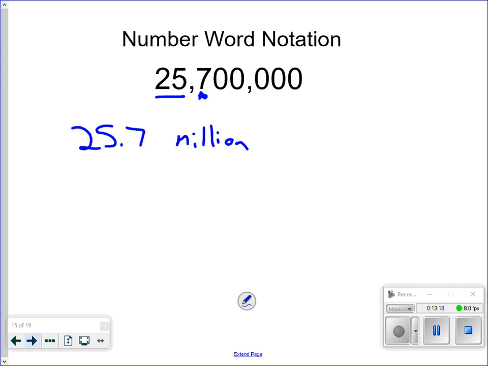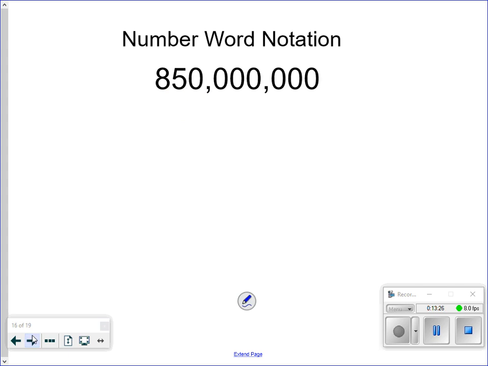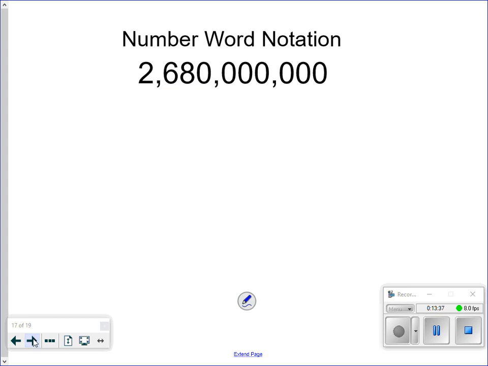Okay, I'm going to give you another example, but you see how this worked? I took the 25 and I took the 0.7. I made this a 0.7 million. That's another way to write that number. Here's another one. All the numbers to the left of the decimal, these right here. So we have 850 million. Right here, I just have all the numbers to the left of the decimal.